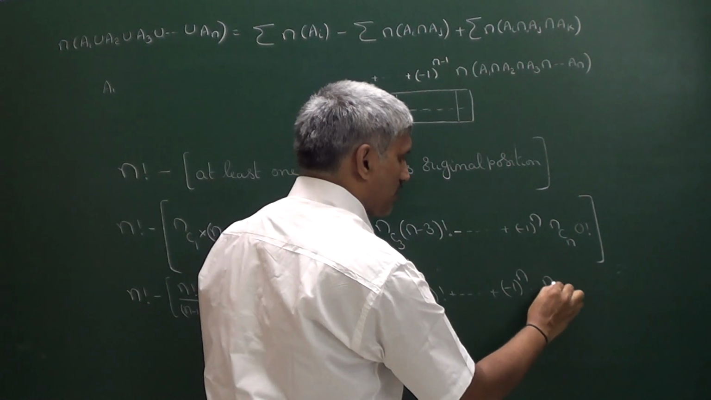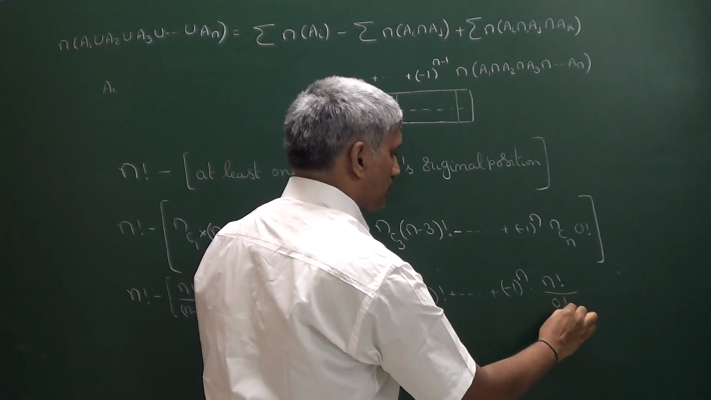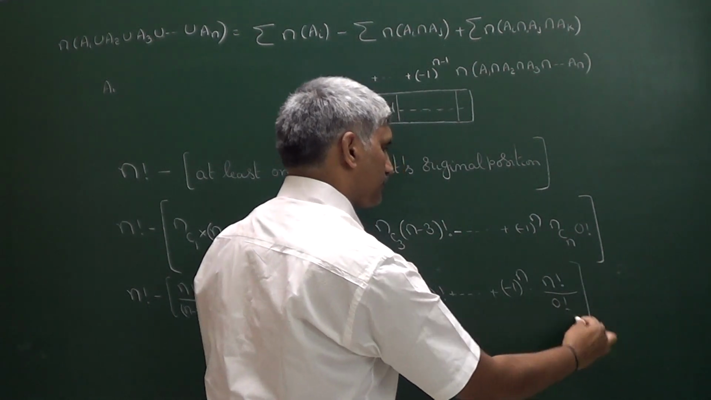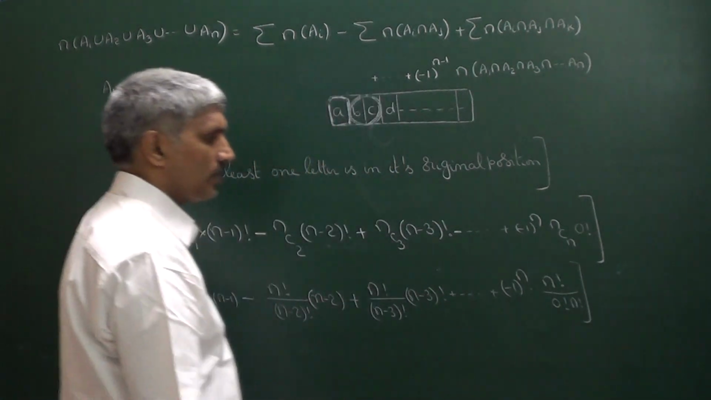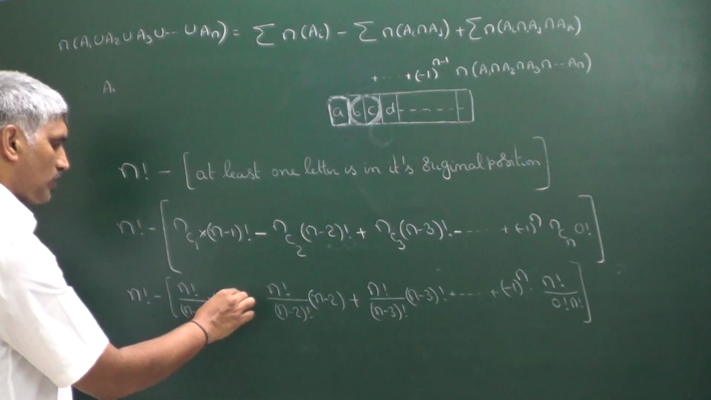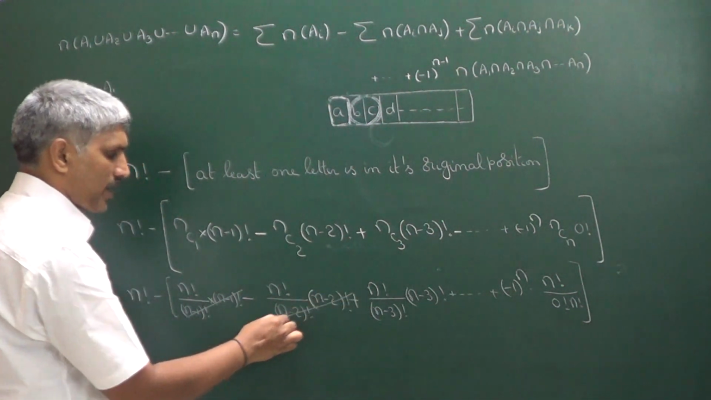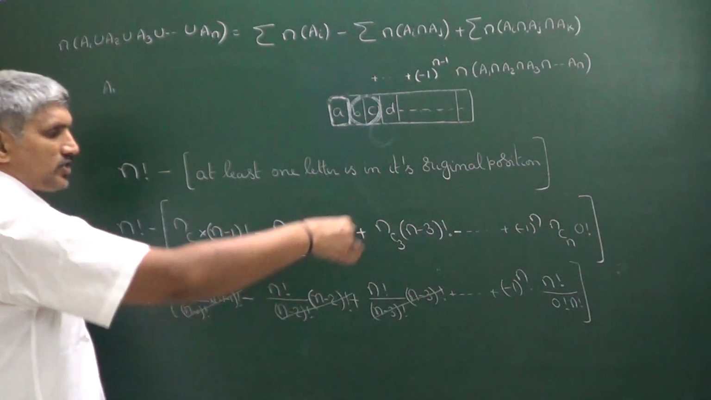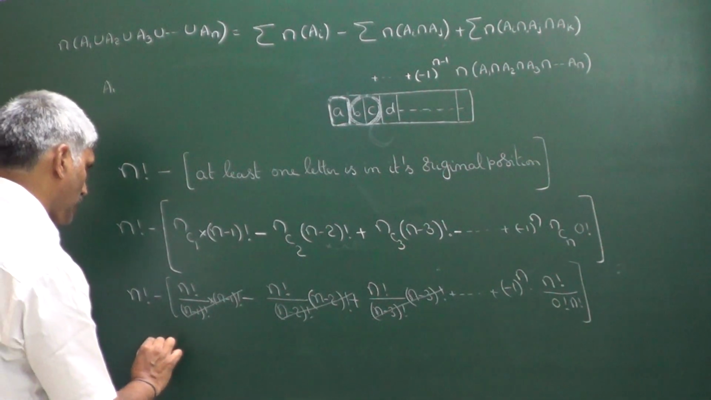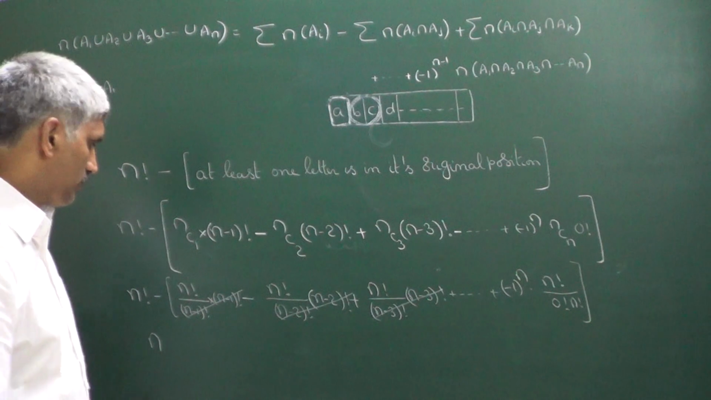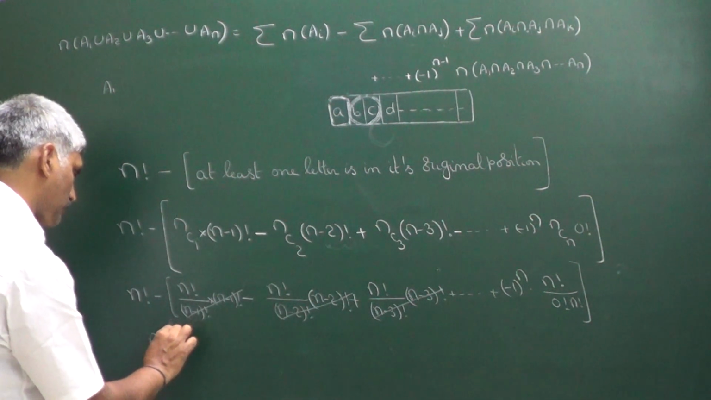N means what we can write? n factorial divided by 0 factorial into n factorial. Okay, so now (n minus 1) factorial, (n minus 1) factorial, (n minus 2) factorial, (n minus 2) factorial, (n minus 3) factorial cancel. If you are taking n factorial common from all the equations, then what we will get?